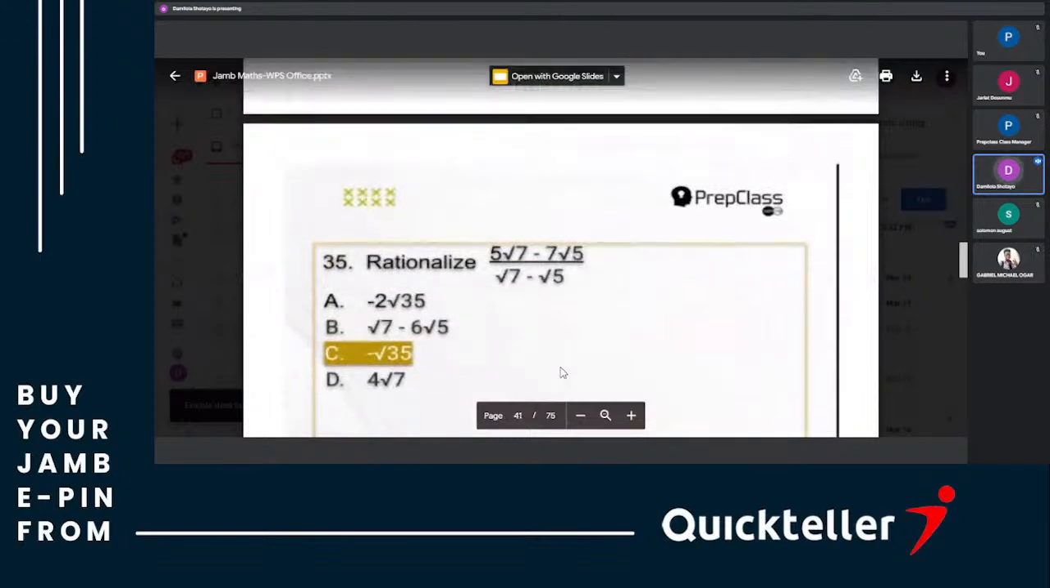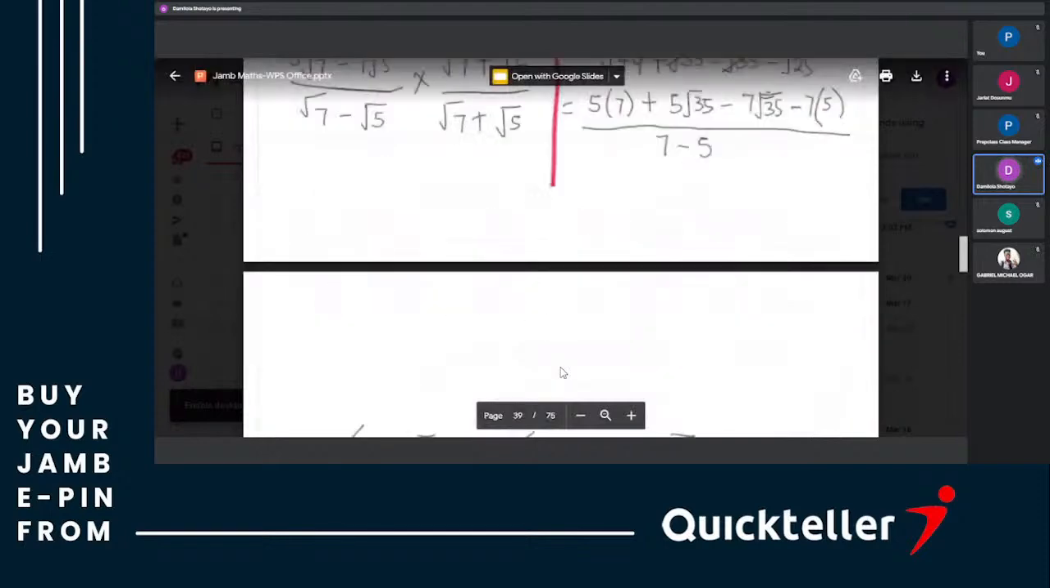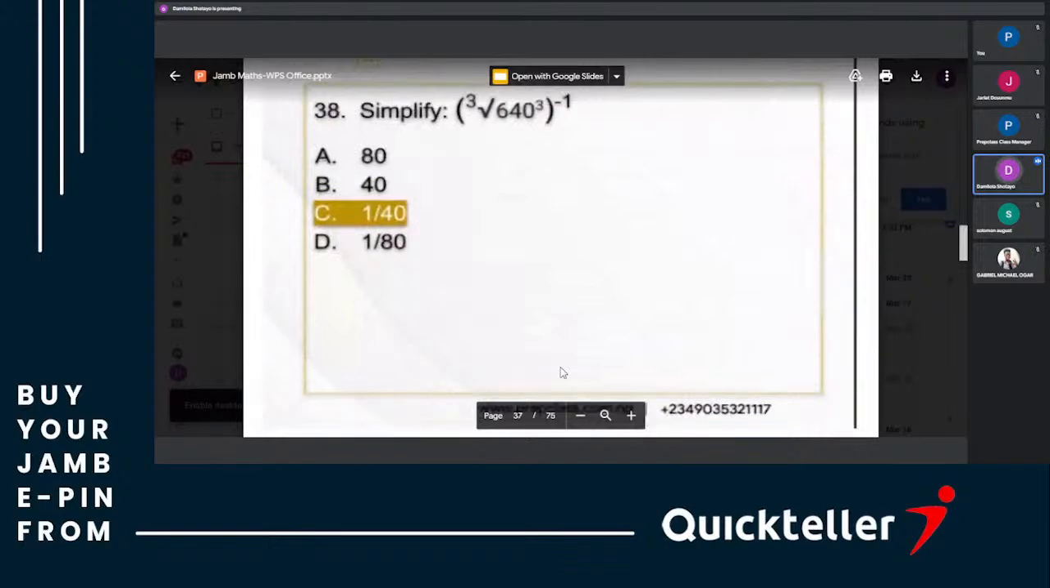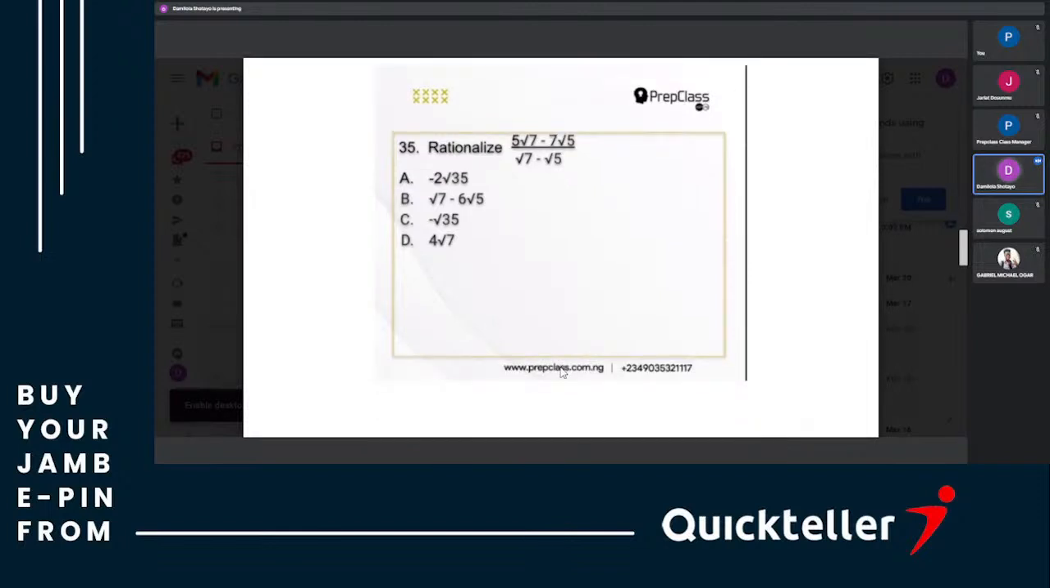Now, you must have heard about how to rationalize SOD. So I'm beginning from here. This is how to solve it. If you were given this question, 5 root 7 minus 7 root 5 divided by 7 root 7 minus root 5, to solve it, that root 7 minus root 5 below must come. You must multiply everything with that root 7 minus root 5 in the conjugate form. That means you must do the opposite of that symbol.